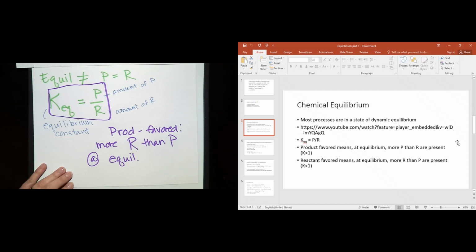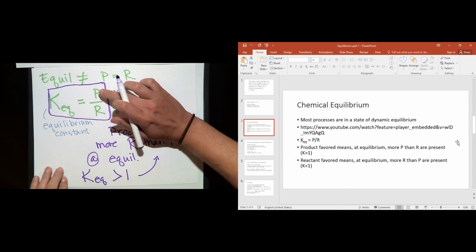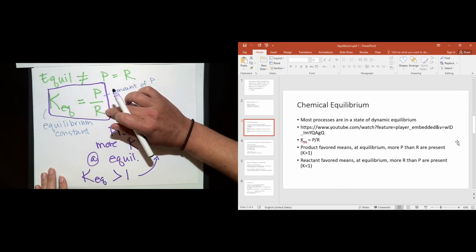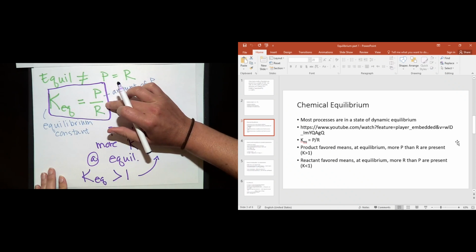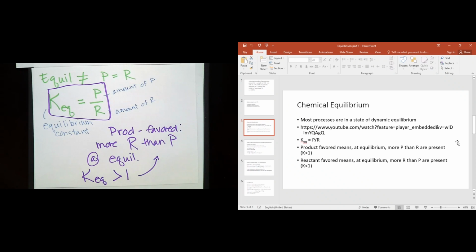So we can actually look at the value of the equilibrium constant. We can look it up. We can look at that number and say, oh yeah, that's product favored, or no, that's not going to go, that's going to stay over on the reactant side. So if K, the equilibrium constant, is greater than 1, we call it product favored because you have more product than reactant. If this ratio is greater than 1, that's what that means.